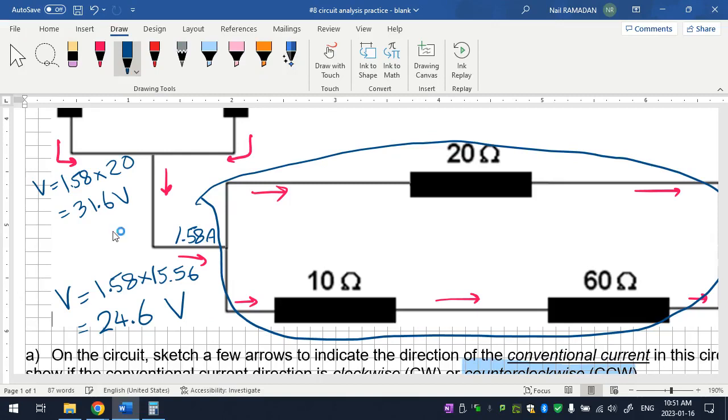What's the top one? 24.6, of course. I need someone to divide 24.6 divided by 20. 1 point something. Okay, 1.23 went up here. How much is left to go down here? We're going to subtract 1.58 minus 1.23. How much is 1.58 minus 1.23?